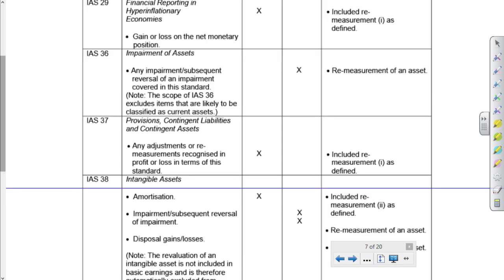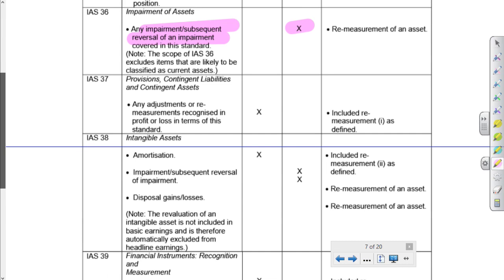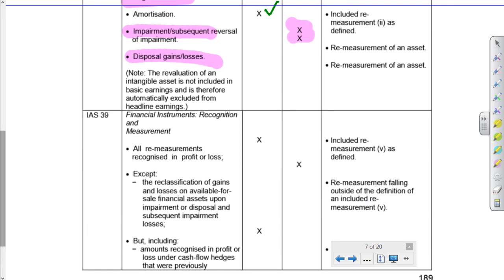IAS 36 impairment. We already did say that impairment is out. So here's impairment. Impairments or reversals of impairment are definitely out. Provisions stay in. Provisions are considered to be things that you're doing on a daily basis. Any adjustments to provisions stay in. Impairments or disposals of intangible assets, those come out. But amortization stays in. It's the same as depreciation, isn't it? That one stays in.